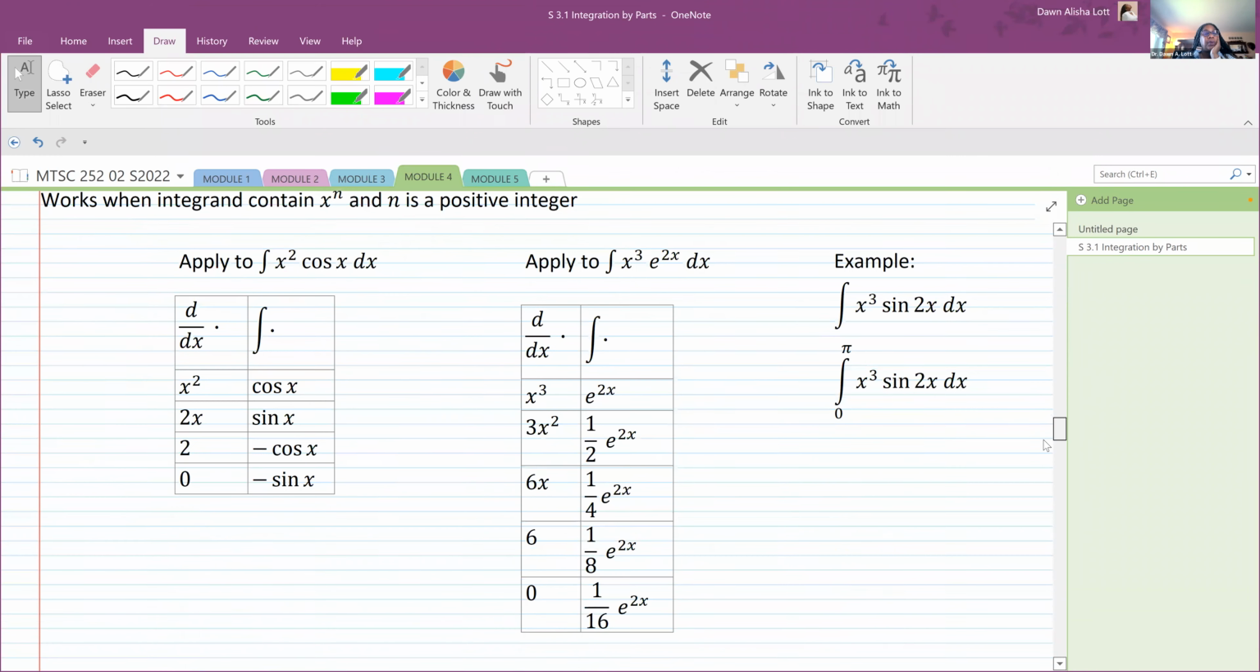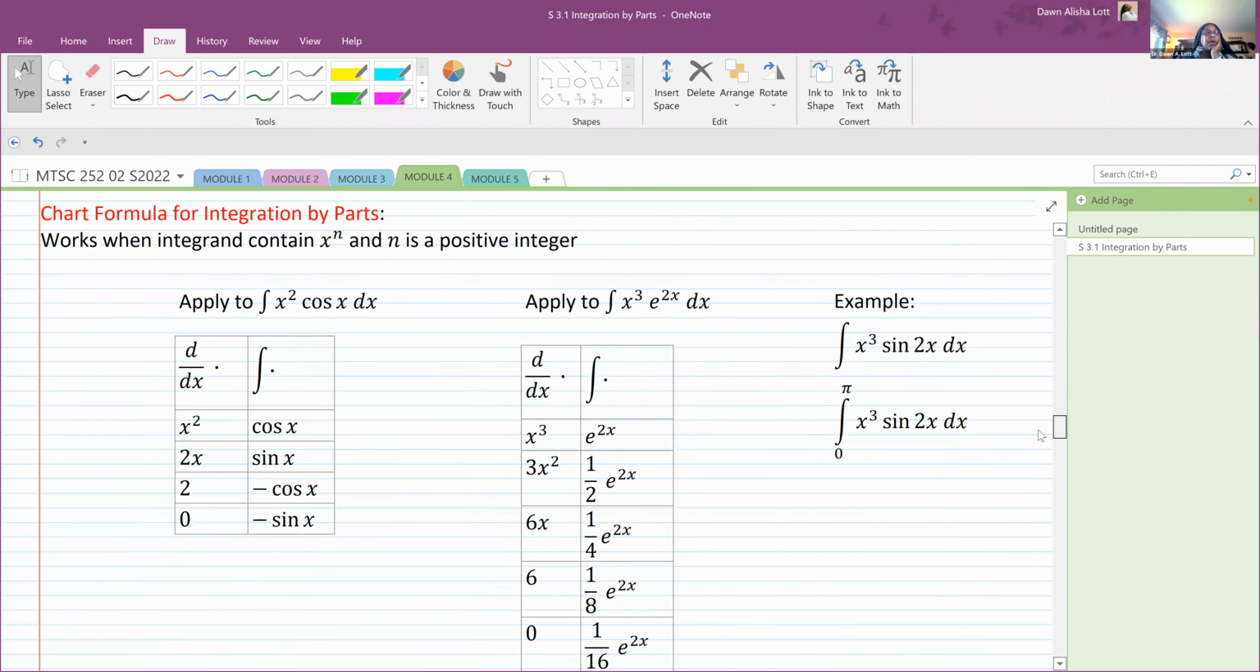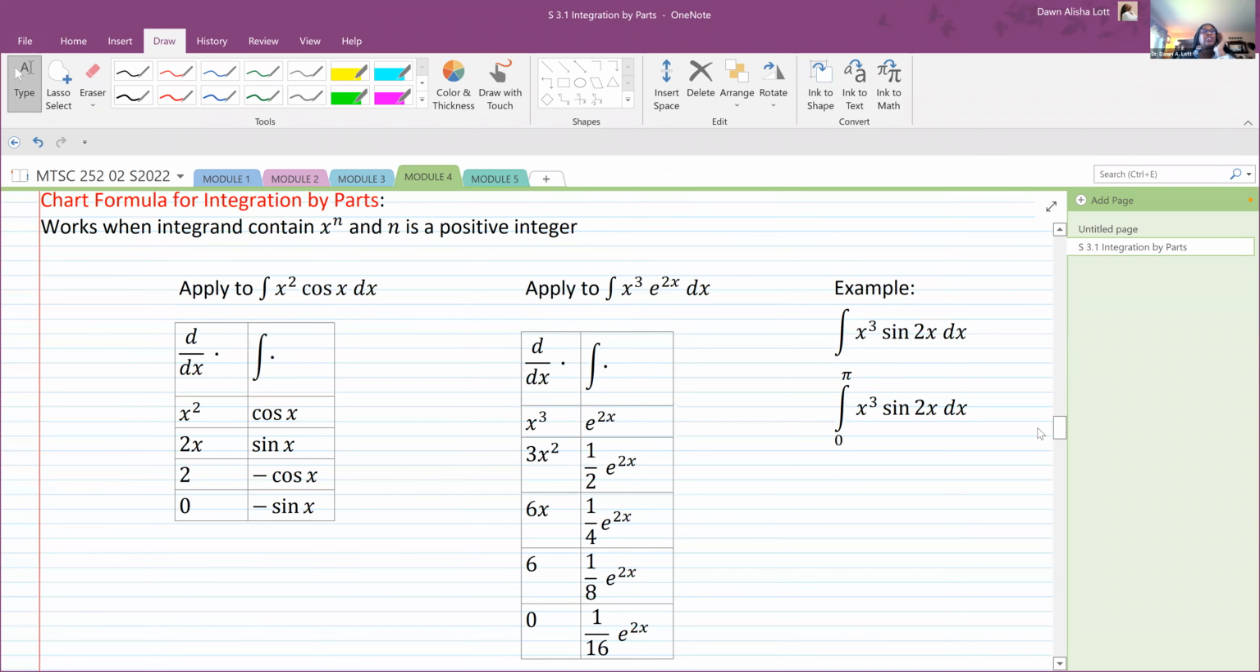So here's a new rule I want to teach you. The new rule is the chart formula for integration by parts. And this only works when the integrand contains x to the n and n is a positive integer. If you're looking at x to the 1/2, it's not going to work. X to the anything else, not going to work, because it's going to keep going. You need something where, as you take the derivatives, they go to 0. And that's a polynomial.